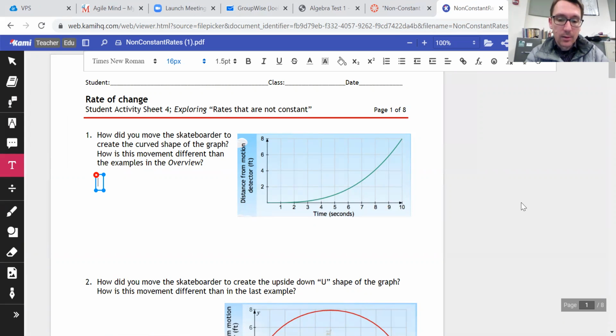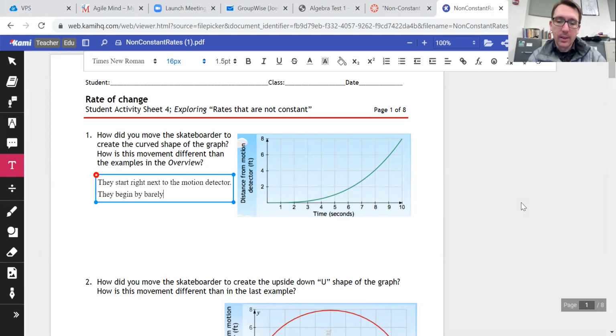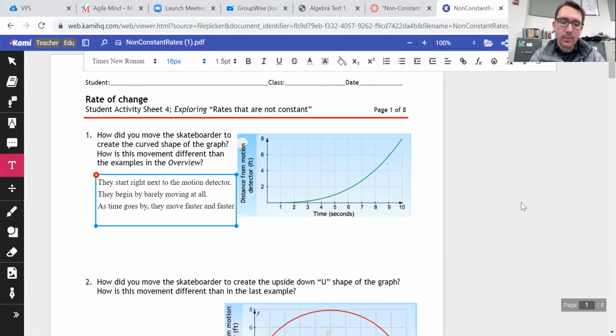So they start at the motion detector. We'll say right next to it, because that's better English. They begin by barely moving at all. As time goes by, they speed up. They move faster and faster away from a motion detector. And that's all we're talking about here.